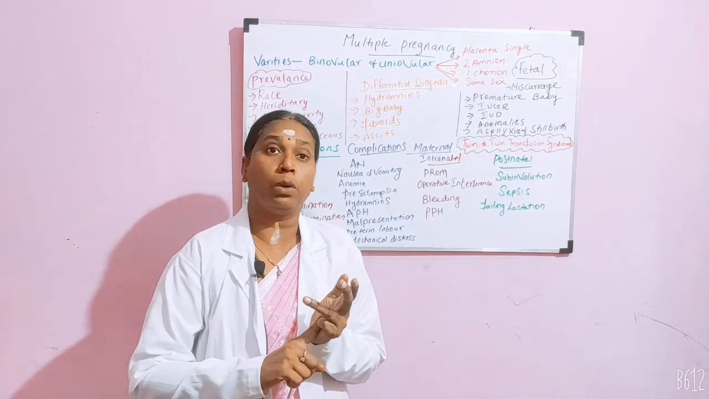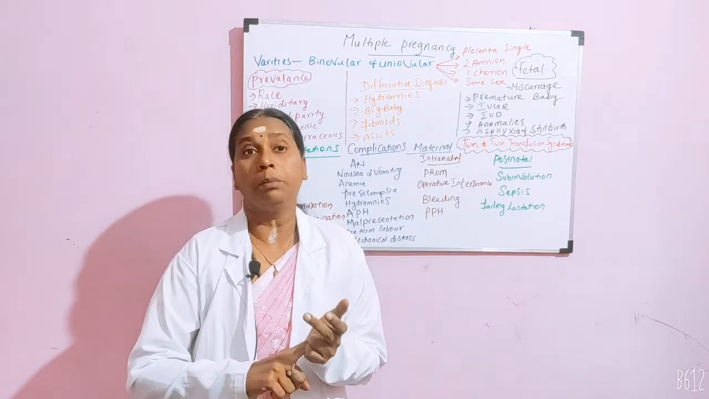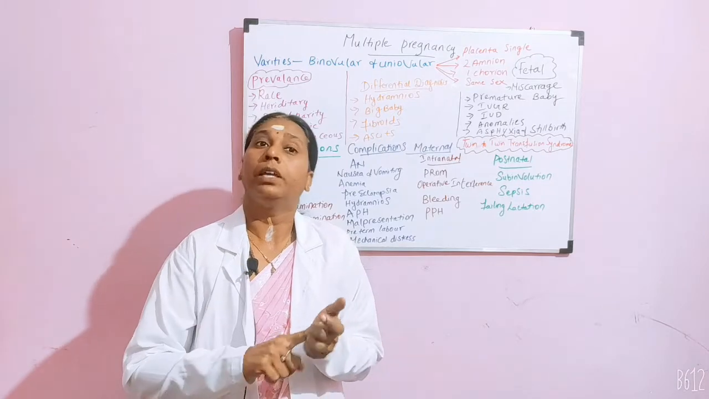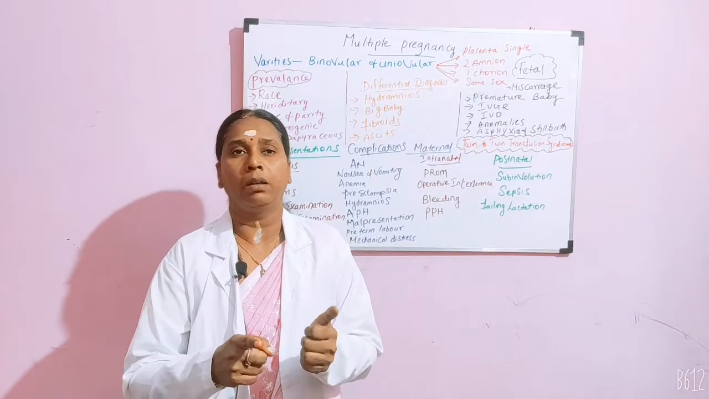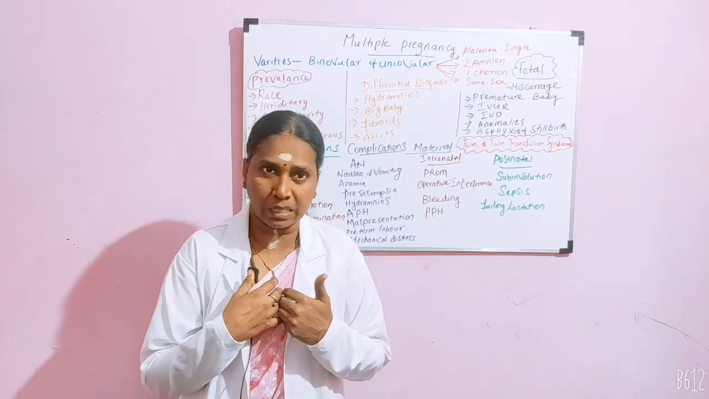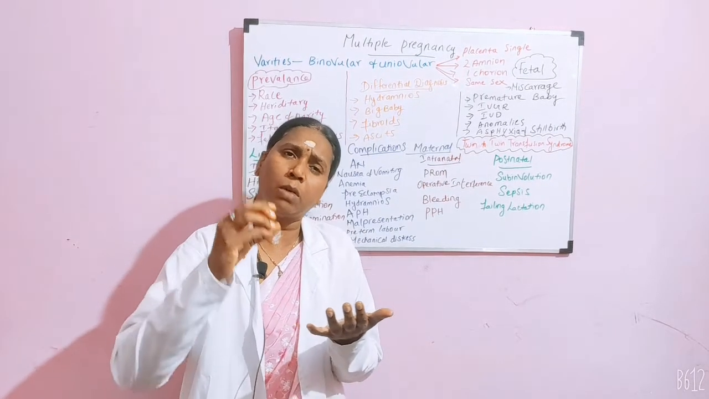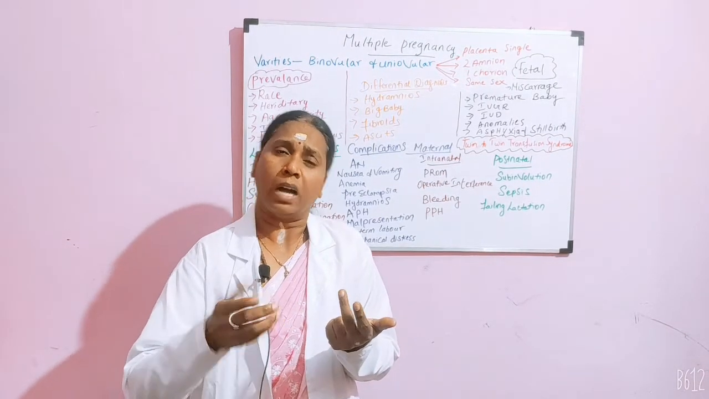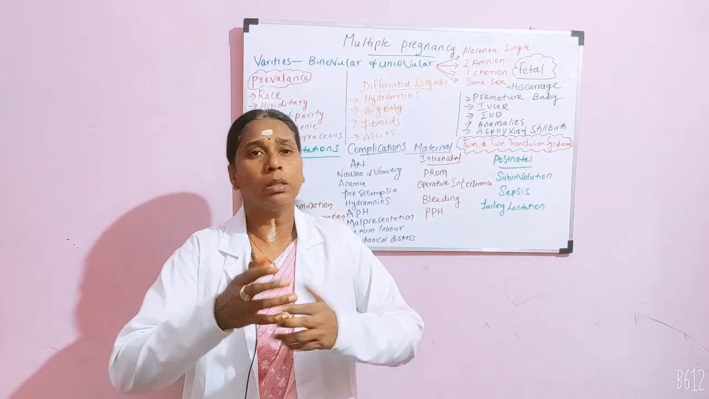The recipient twin will have polycythemia. The baby will become big. There will be hypertension. There will be hypervolemia. Everything will be present in the recipient twin. What happens to the donor? The donor doesn't get anything. The donor becomes very small, anemic, hypovolemic, hypotensive, and finally both are under risk.